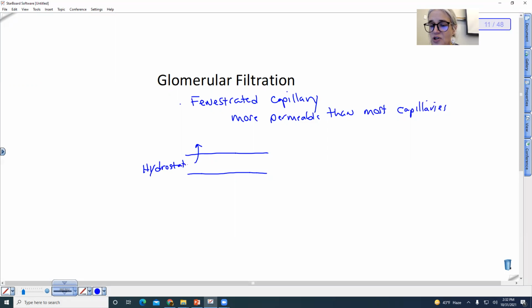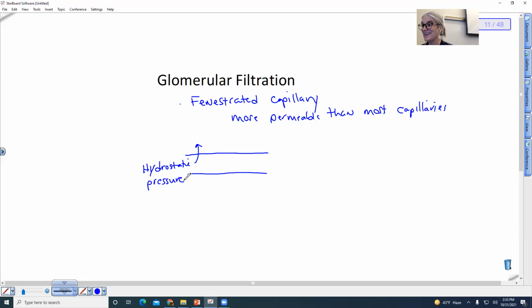And this is just a pressure being exerted, like when you stick your thumb over the end of the hose and you create a smaller opening. It's just like this force of fluid through a smaller vessel. So the hydrostatic pressure is going to force substances out.